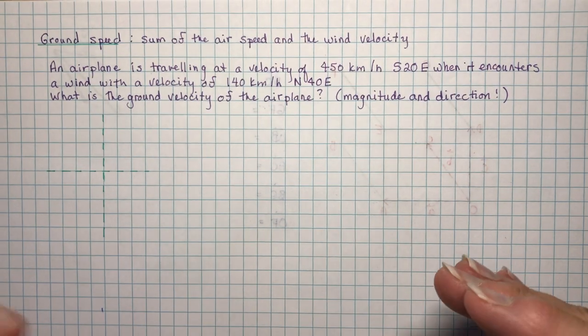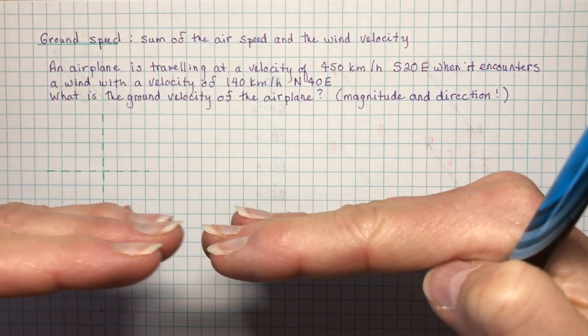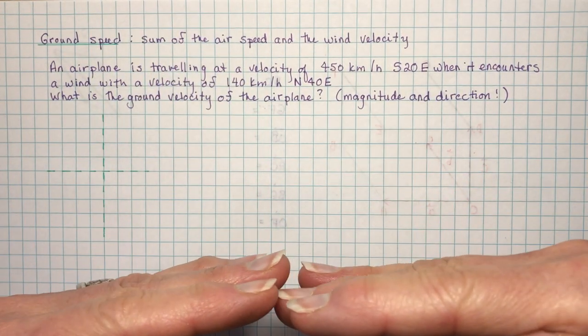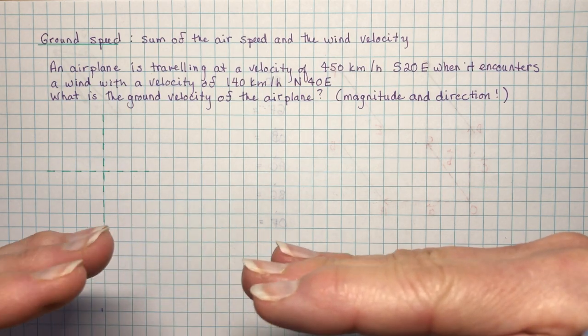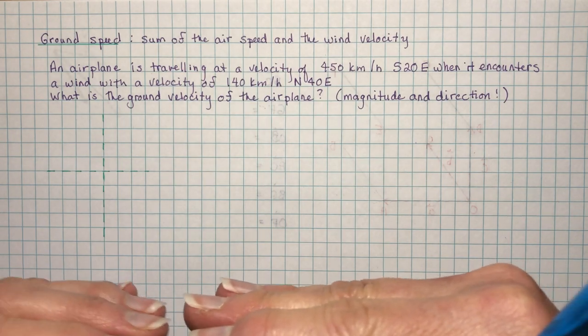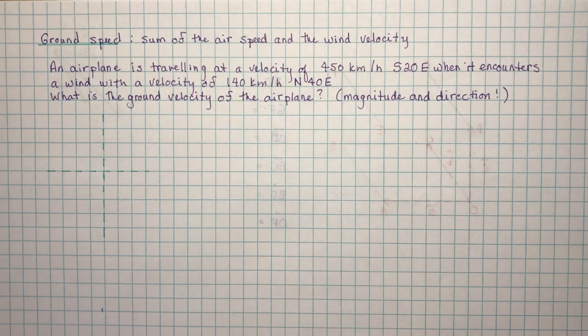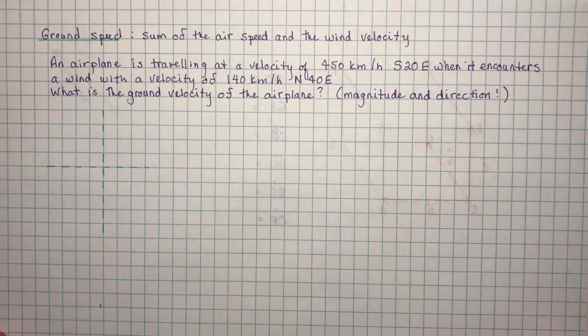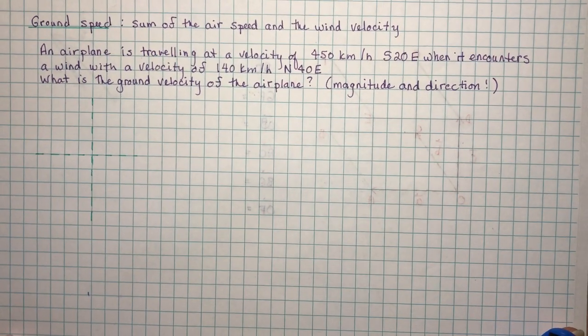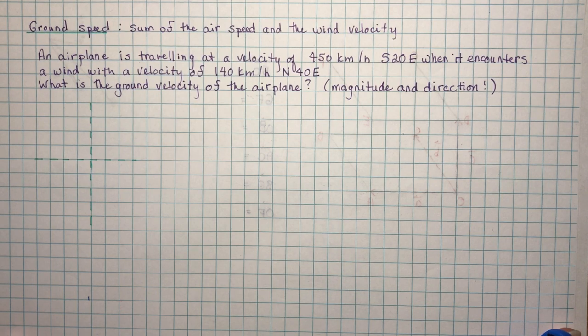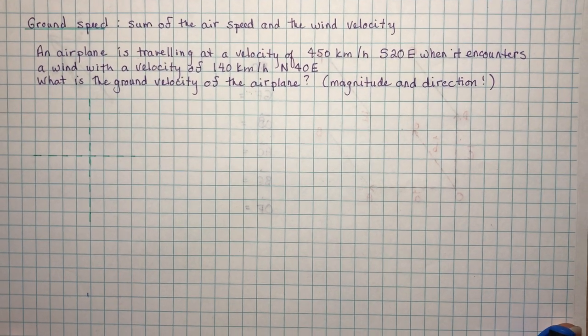Or if you had wind coming at you, then that's going to slow you down. So your velocity may be 300 kilometers, but you have wind coming at you at 30 kilometers, so then you'd have to subtract them. That's all that means. Okay, so when you see the airspeed or the ground speed, don't get all upset. It's just the resultant of those two velocities.